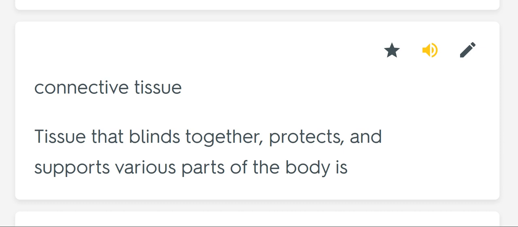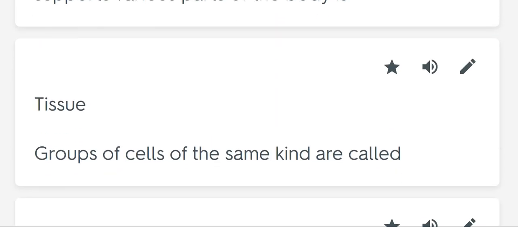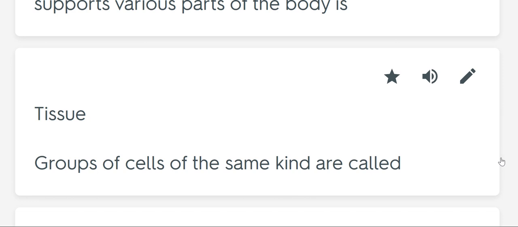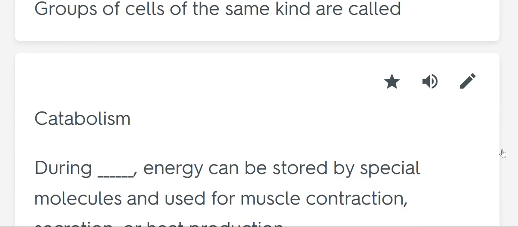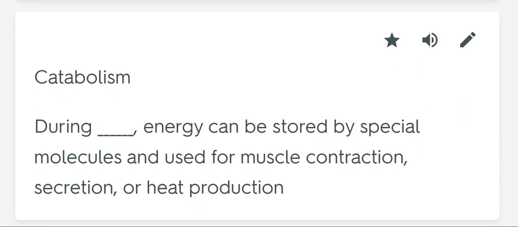Connective tissue. Tissue that binds together, protects, and supports various parts of the body is tissue. Groups of cells of the same kind are called catabolism. During blank, energy can be stored by special molecules and used for muscle contraction, secretion, or heat production.